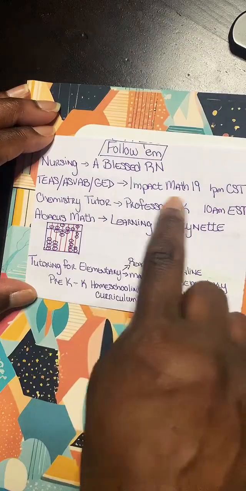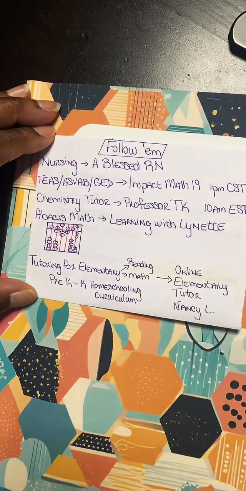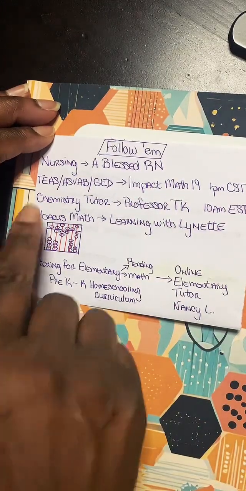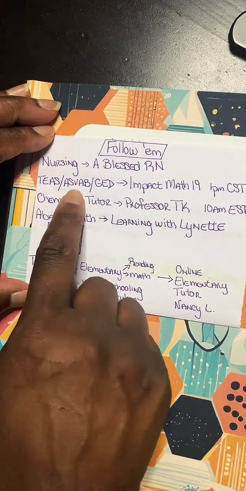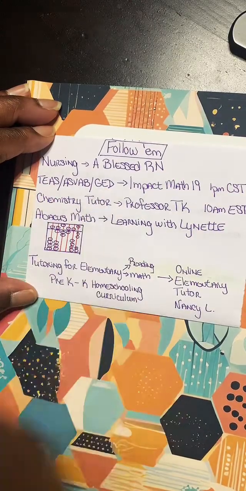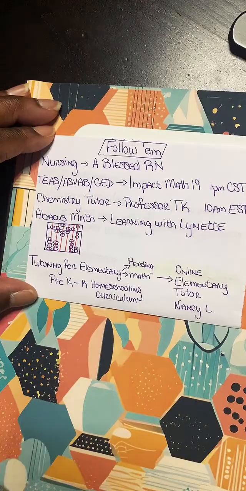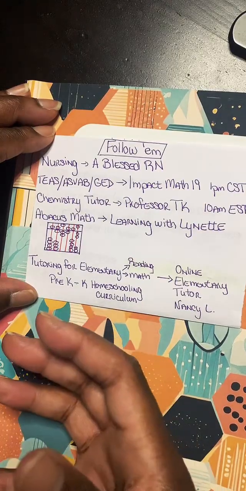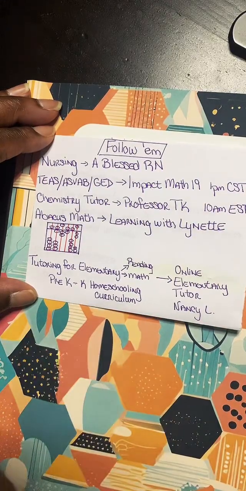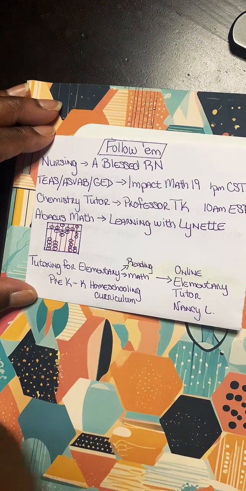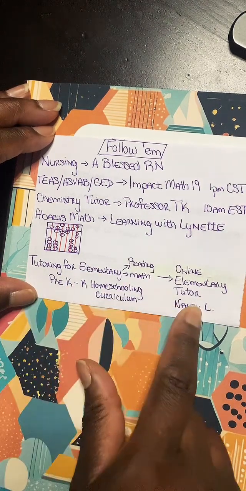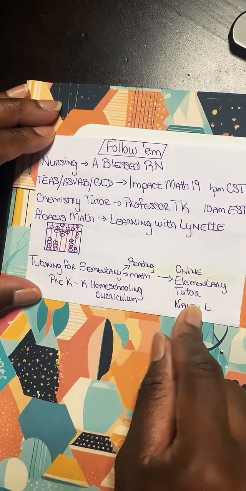There is another person, Impact Math 19, Miss Taylor, and she does the TEAS test, ASVAB, and GED. It's best to get more than one person if you're trying to prepare for those exams, because I'm here in the evening, she's there mostly in the afternoons, and sometimes she comes in the evening as well. So it's just nice to have another person to learn from, okay?